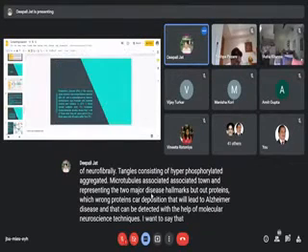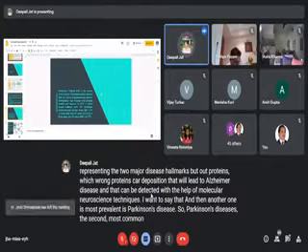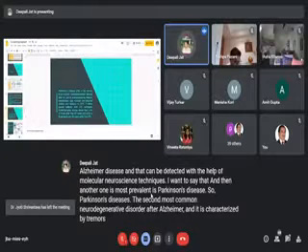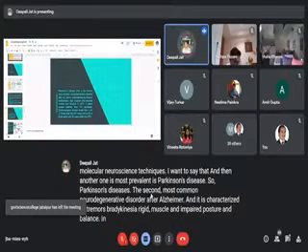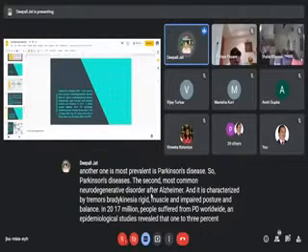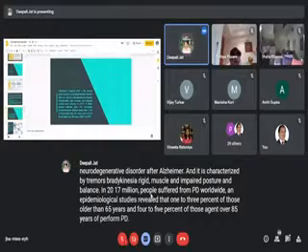Then another prevalent disease is Parkinson's disease. Parkinson's disease is the second most common neurodegenerative disorder after Alzheimer's, and it is characterized by tremors, bradykinesia, rigid muscle, and impaired posture and balance. In 2017, 7 million people suffered from PD worldwide, and epidemiological studies reveal that 1 to 3% of those older than 65 years and 4 to 5% of those aged over 85 years suffer from PD. So this is also related to aging processes.